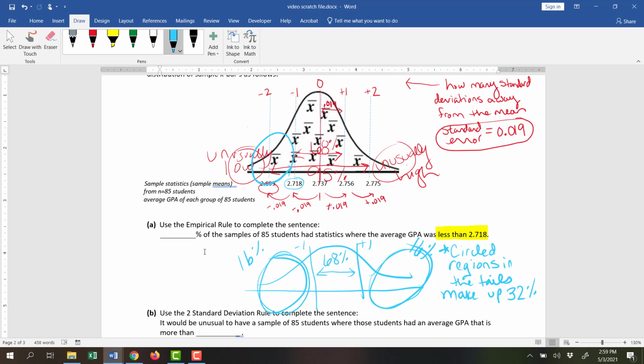So it's now asking us to find the percent of samples that were less than 2.718. So 2.718 is right here at this vertical line. They're asking for this group. What percent of the statistics are in that little range? Well, it's 16%. 16% of the data is in that little range of the normal curve.